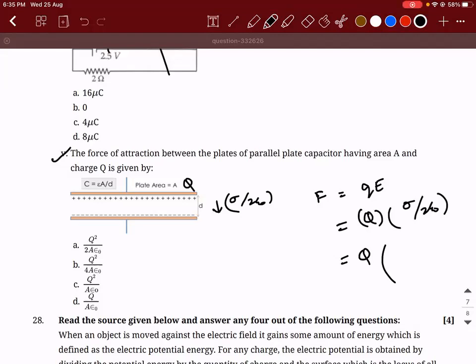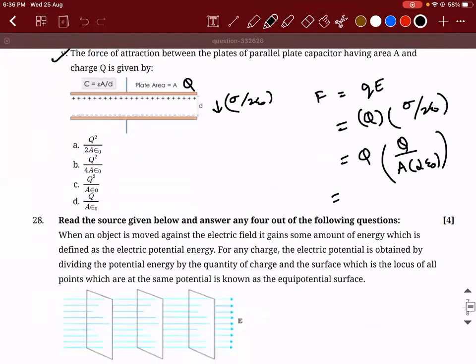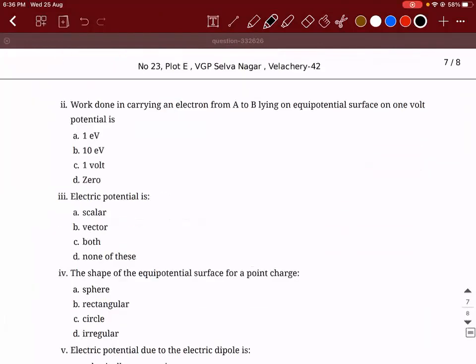What is sigma? Sigma is surface charge density. How do you define surface charge density? It is Q divided by A. So it will be Q square divided by 2 epsilon naught times A. So it's option A, sir. Okay, sir. Clear. Thank you, sir.